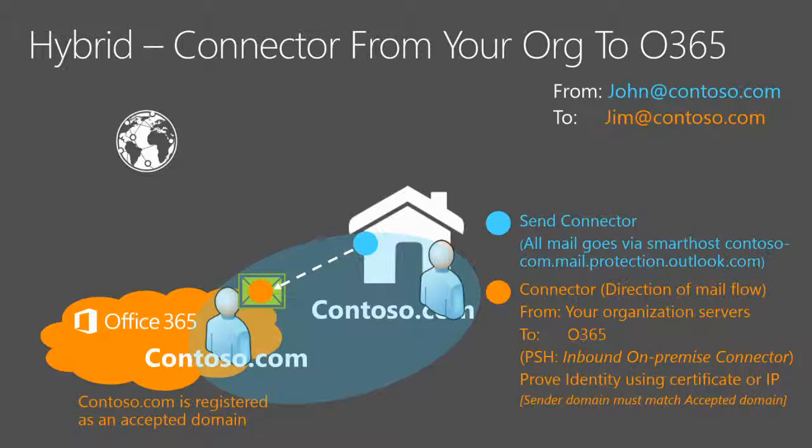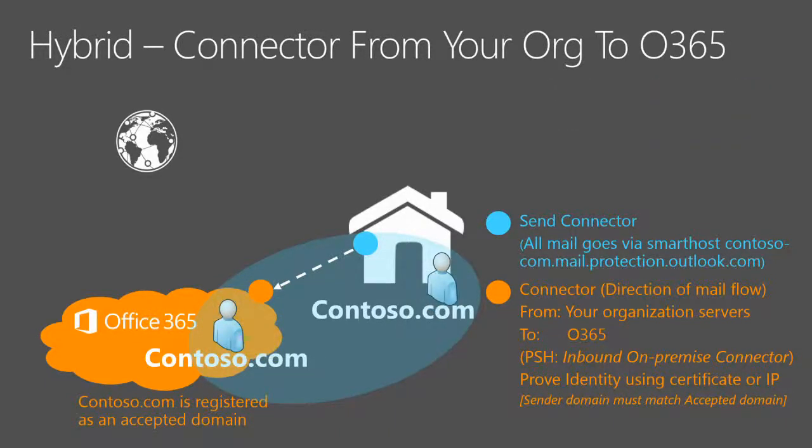Now remember, you've also registered contoso.com as an accepted domain. And the only way you could register contoso.com as an accepted domain is when you've verified ownership. So that step was performed too. So when mail comes from contoso.com, which you have verified, and it's coming from using that certificate or coming from those IPs, which you have provided to us, we believe that that mail is coming from contoso.com and is not spoofed. So in this case, mail will be accepted and delivered.